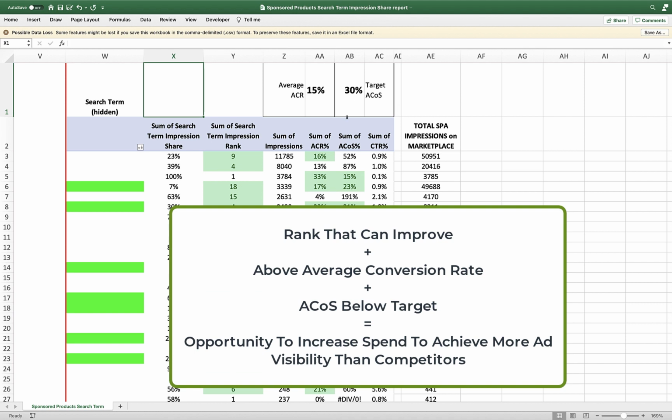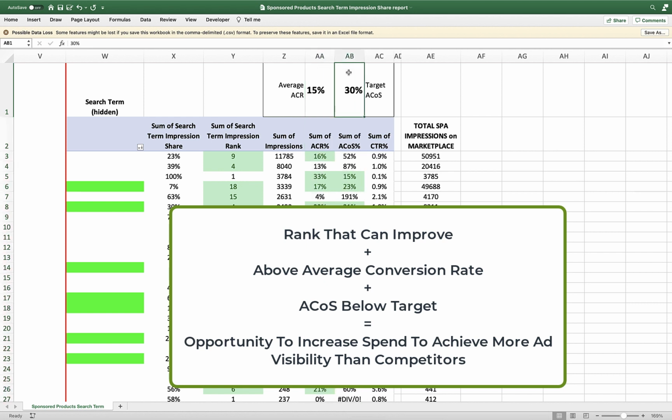First of all, for the products that I'm looking at, let's say there's an average conversion rate of 15%. I'm using the advertised conversion rate on this, averaging 15%. And so what I'm looking for is a conversion rate that is above average, above that 15%.